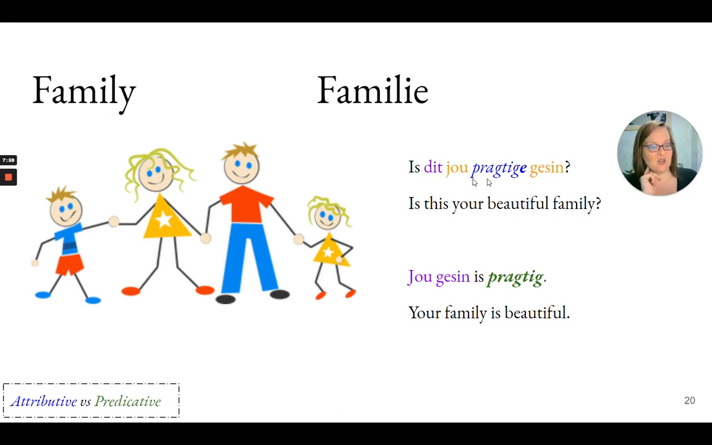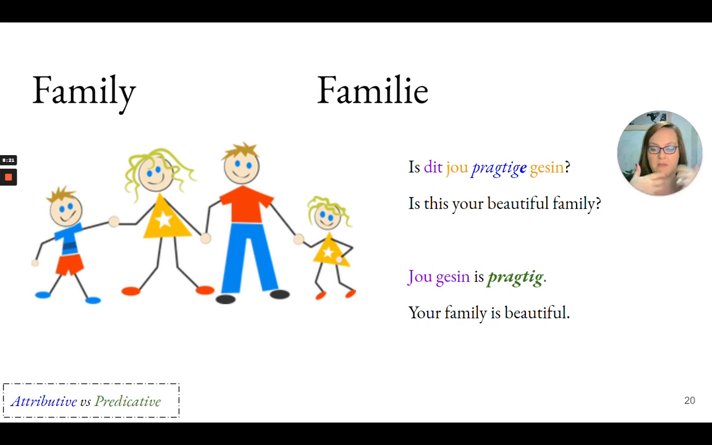Is dit jou prachtige gesin? Prachtige, attributive. It has that E. It's inflected. It's written before the noun, which is gesin, family. You could also have written familie there. Gesin refers to the nuclear family, and familie refers to family in general.